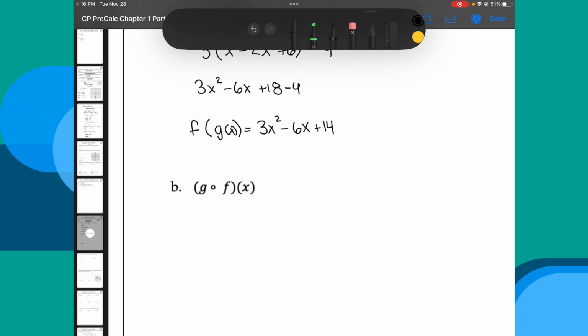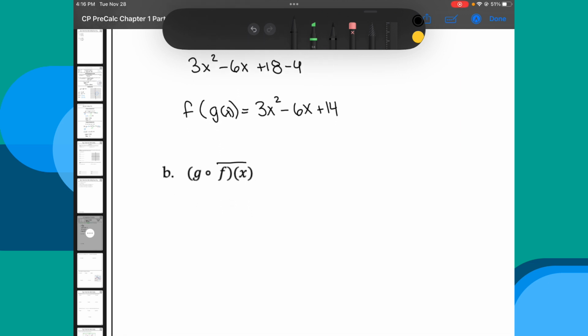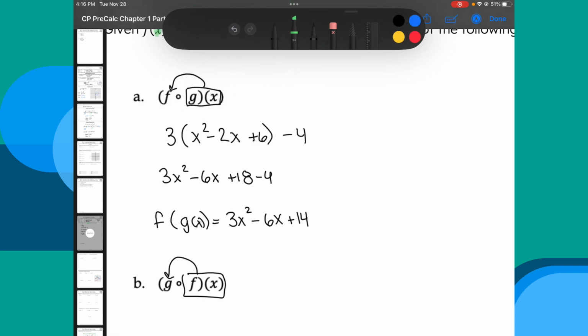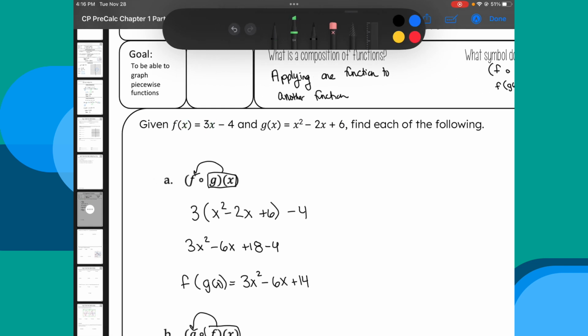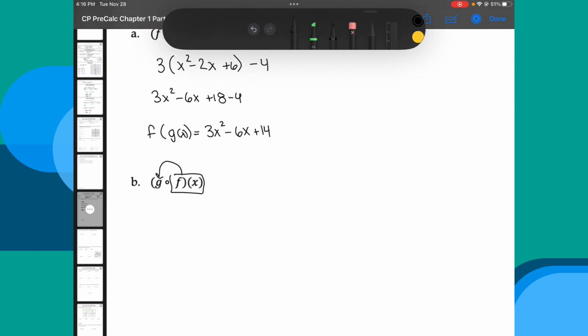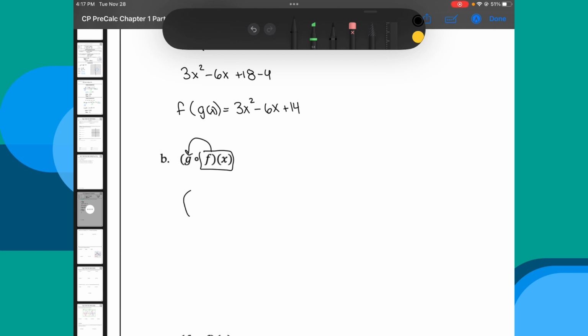Okay, so now let's do the kind of opposite, g of f of x. So now we're taking f of x and plugging it into the g function. So this time around, we're taking the function f, and we're going to plug it in everywhere that we see x in the g function. So that's going to look like 3x minus 4 squared, and then minus 2. Instead of x, we're putting in the 3x minus 4, and then plus 6.